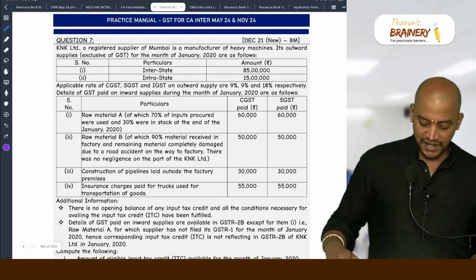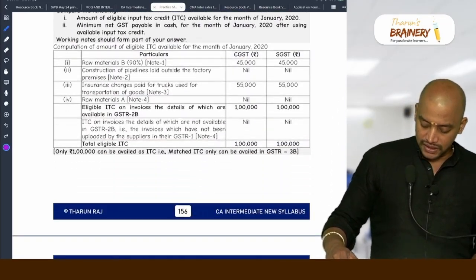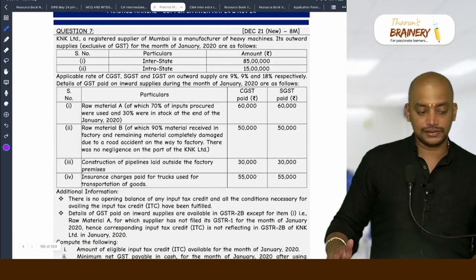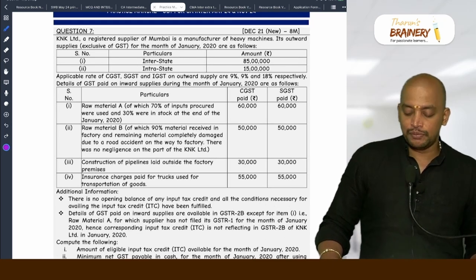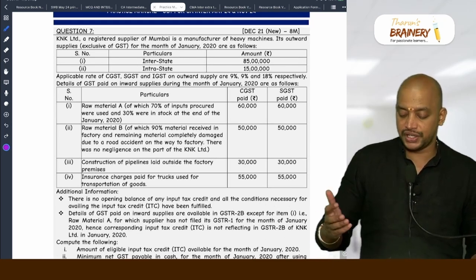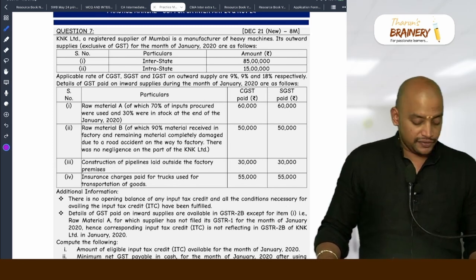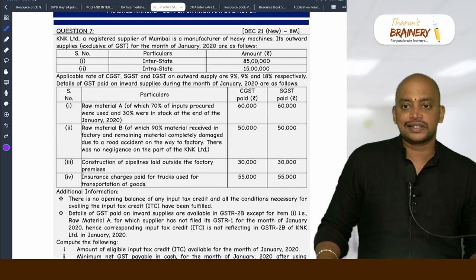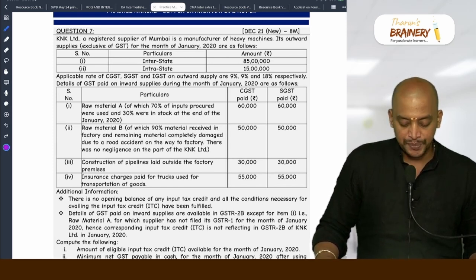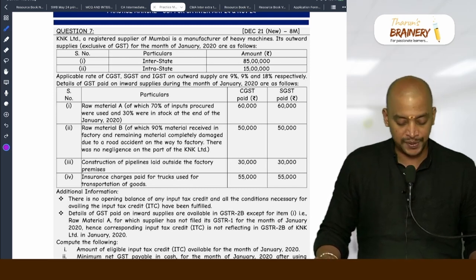Question number 7. Kindly look into question number 7, which is on page number 156. K&K Limited, a registered supplier of Mumbai, is a manufacturer of heavy machines. Its outward supplies exclusive of GST for the month of January 2020 are as follows. Particulars: interstate, intrastate. So they gave the gross liability. Applicable rates of CGST, SGST and IGST on outward supplies are 9%, 9% and 18% respectively.